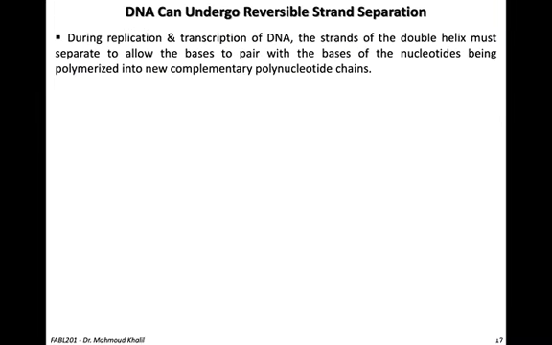So talking about some of the important behaviors of DNA, it can undergo reversible strand separation. So what does reversible strand separation mean? That means the DNA can separate and then rejoin again under specific conditions. And this occurs during replication and, of course, transcription of DNA. So the strands of the double helix must separate to allow the bases to pair with the bases of the nucleotides being polymerized to form new complementary polynucleotide chains.